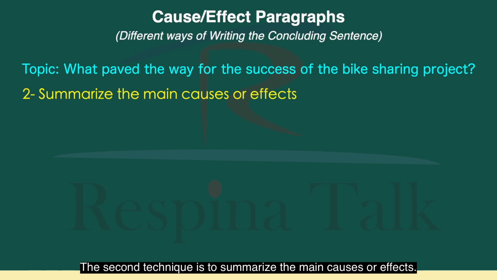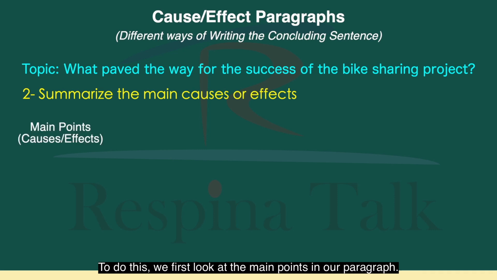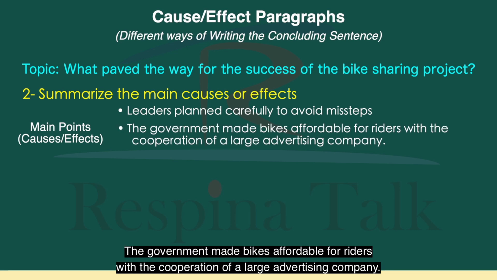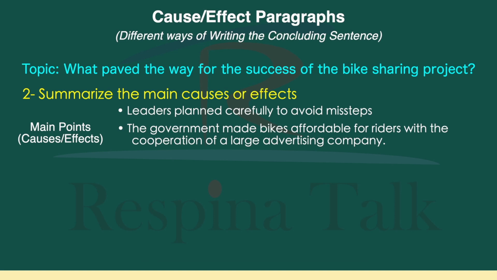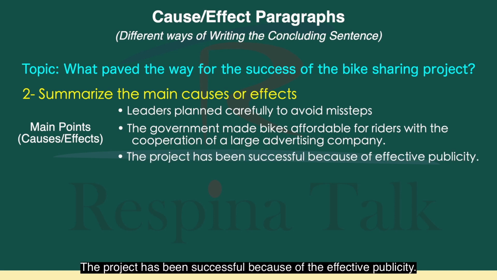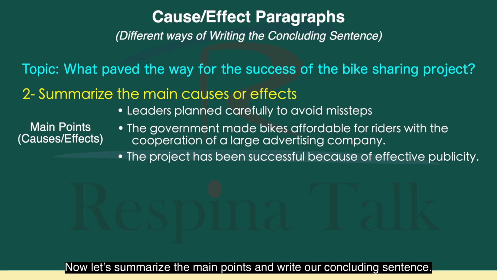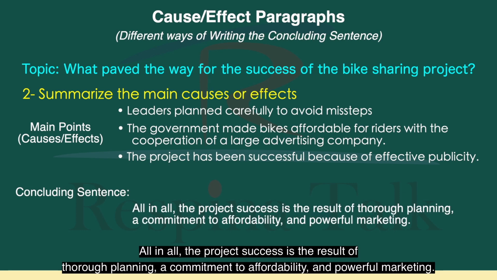The second technique is to summarize the main causes or effects. To do this, we first look at the main points in our paragraph. Leaders planned carefully to avoid missteps. The government made bikes affordable for riders with the cooperation of a large advertising company. The project has been successful because of effective publicity. Now let's summarize the main points and write our concluding sentence. All in all, the project's success is the result of thorough planning, a commitment to affordability, and powerful marketing.